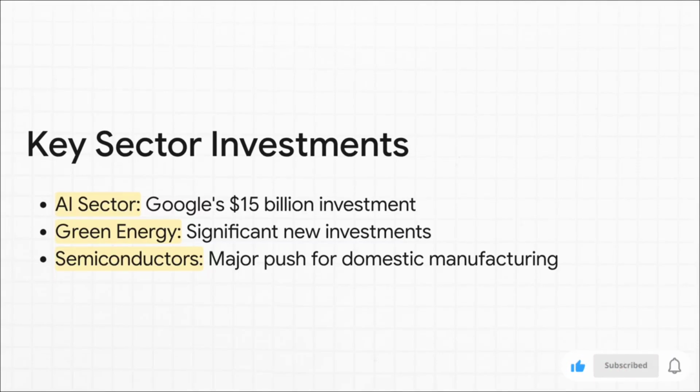Now, to remember these for your exam, you can use a simple contextual mnemonic. Just think of the word GAS. That's G for green energy, A for AI, like Google's huge $15 billion commitment, and S for semiconductors, which is seeing a major push for domestic manufacturing.